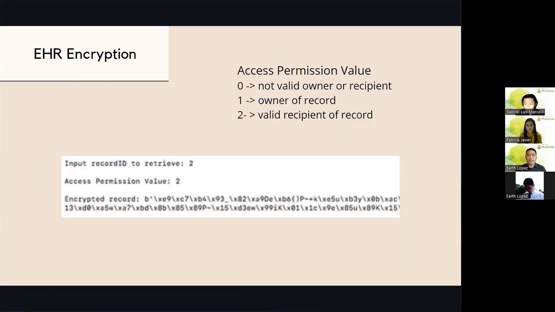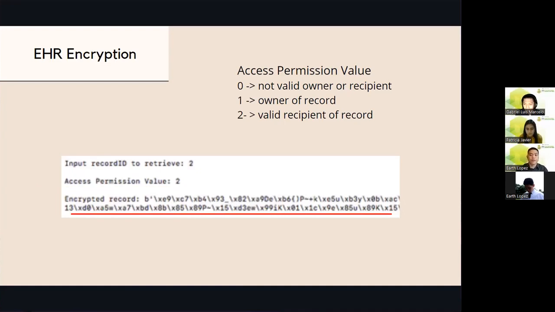Moving on with the EHR encryption, once a record is pulled from the blockchain, the access permission of the record retriever is checked, as shown in this figure, represented by the access permission value. 0 for neither a valid owner nor recipient, 1 if the retriever is the owner of the record, and 2 if the retriever is a valid recipient of the record. If the retriever is the owner, then the record will be directly outputted in plain text.